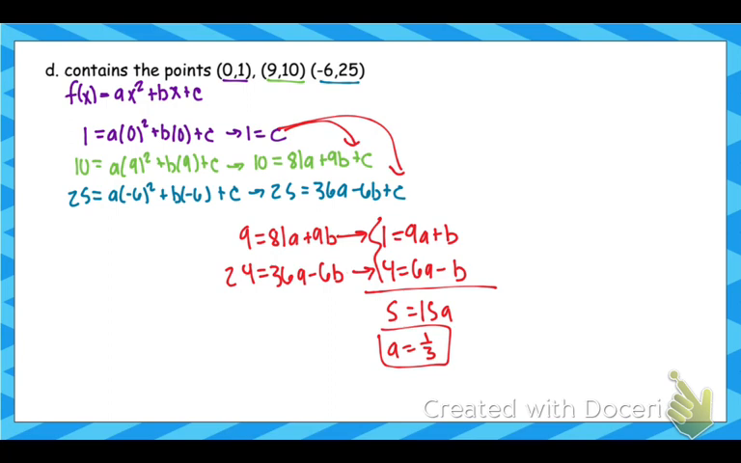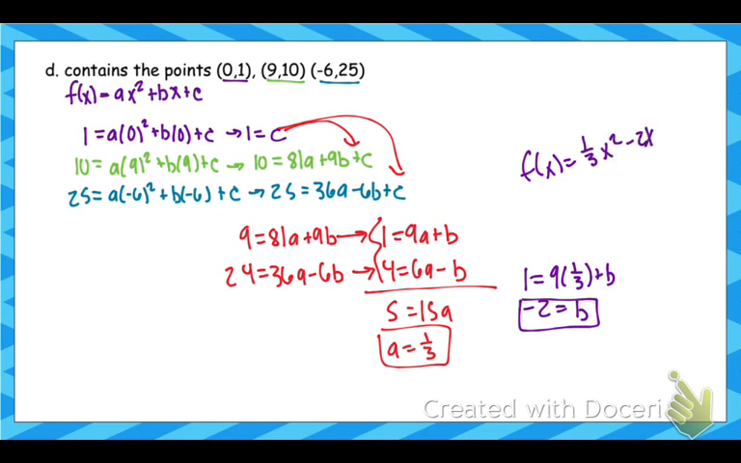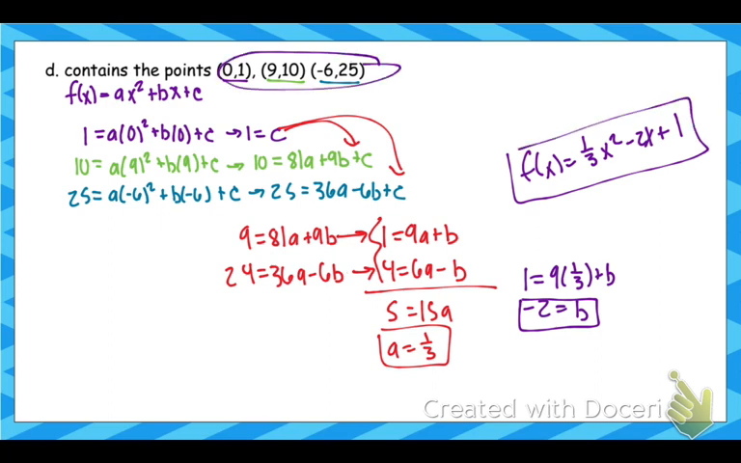Plug that back in to solve for b, and I get that b is equal to 1 minus 3, which is negative 2. So now I know what a, b, and c are. So again, remember, our goal here is to write the equation in standard form. So it's ax squared plus bx plus c. And that is the equation that goes through these 3 points.